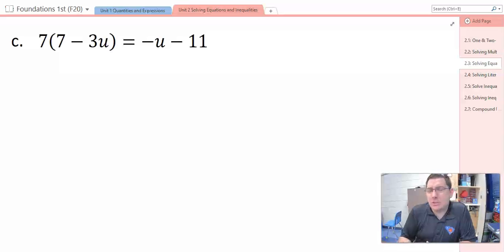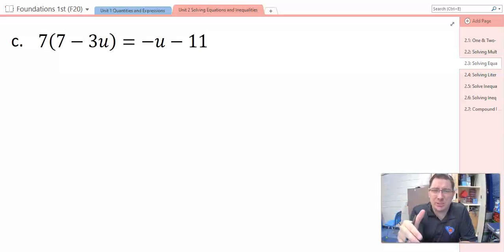Example C is not much different than the first two. The only difference is that we have parentheses here to deal with. And remember when we talked about those parenthesis problems in section 1 and section 2, we can either distribute that 7 in this case, right? Or we can divide both sides by 7, because remember the 7 attached to that parenthesis is multiplication. So which one's going to be easier to deal with here?